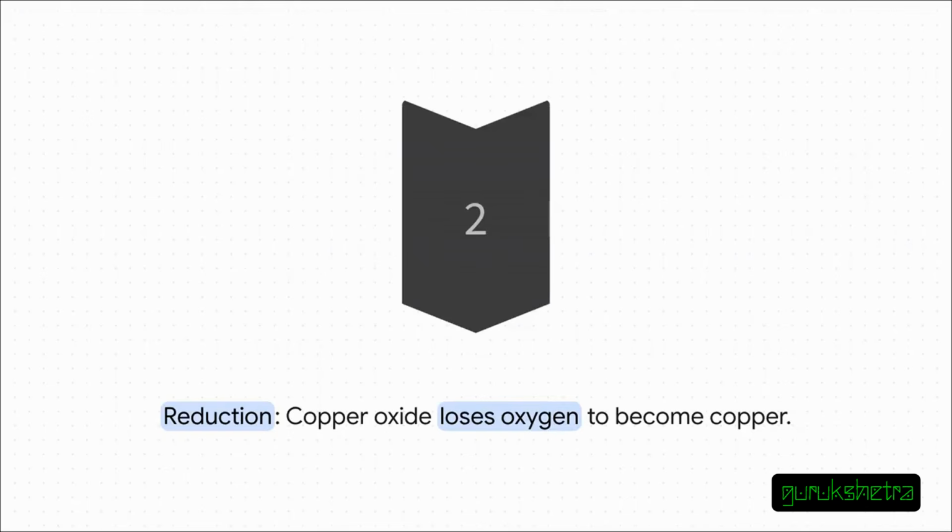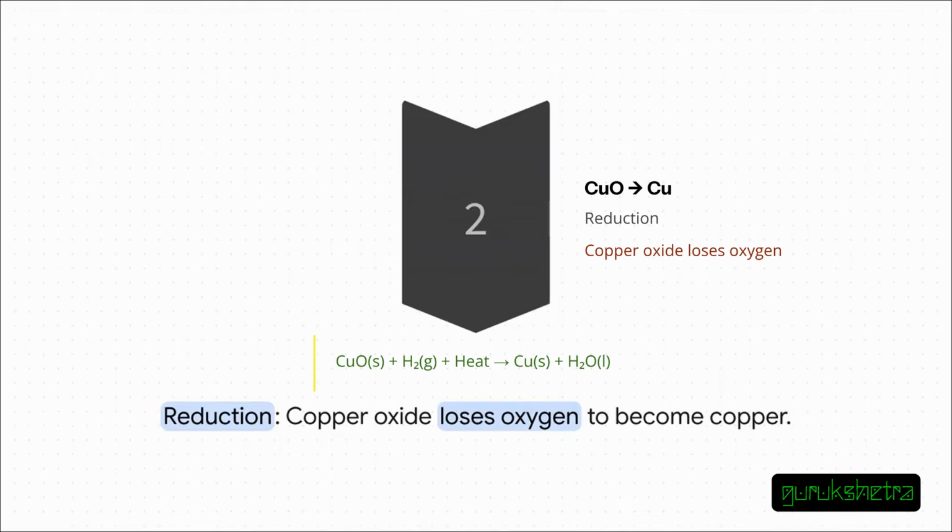And that brings us to the other half of the same reaction. Copper oxide, or CuO, is losing its oxygen atom to become pure copper metal. Because it's releasing that oxygen, it's undergoing reduction. Put them together, CuO plus H2 turning into Cu plus H2O, and you have this beautiful simultaneous redox reaction where one atom gives and the other takes.